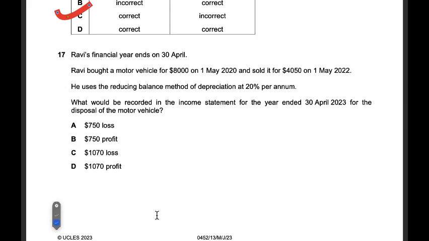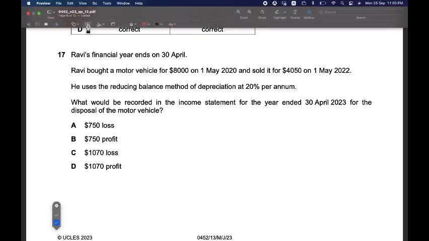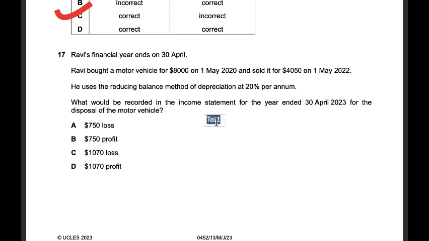Question 17. Ravi's financial year ends on 30th April. Ravi bought a motor vehicle for $8,000 on 1 May 2022 and sold it for $4,050 on 1 May 2022. Okay. Cost 8,000, sold for 4050. Reducing balance method of depreciation at 20% per annum. Okay. So depreciation 20%, let's write it down.